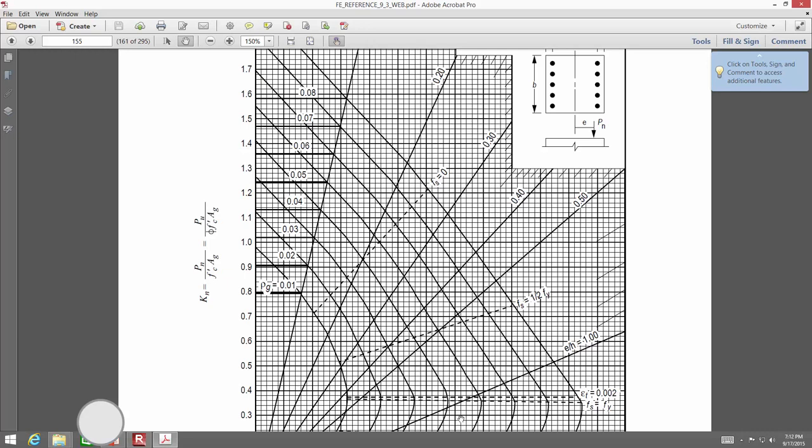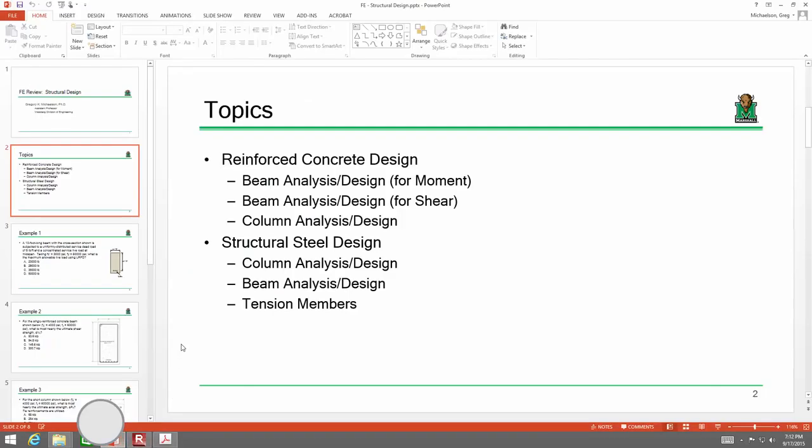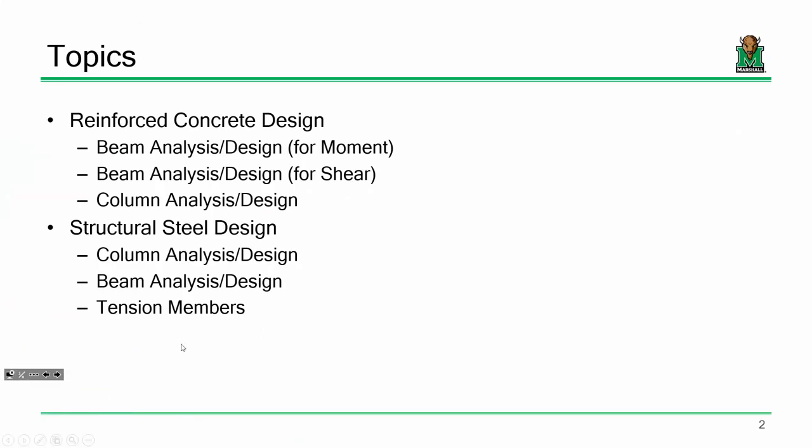So let me go back to the PowerPoint. These are the topics that I really want to cover tonight. For reinforced concrete design, I really just want to look at fundamental moment capacity, fundamental shear capacity, and fundamental axial capacity, and that's it. That's really going to get you, by and large, all the way there. Then we're going to take a break, and we're going to look at steel design.